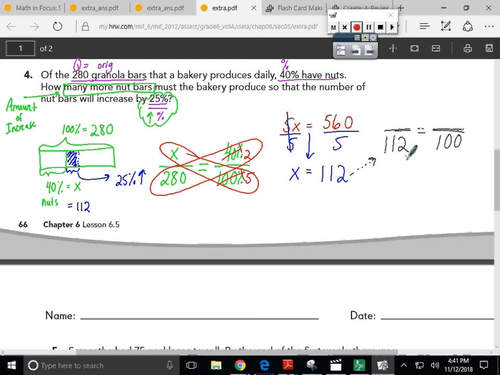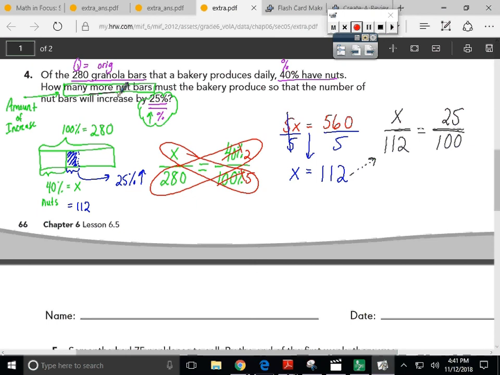Well, I'm still trying to figure out how much this increase represents, what quantity goes with it, but I'm making a 25% increase. And I might point out here that I'm not going to add that 25 to the 40, because they don't ask me how many bars altogether need to be nut bars. They ask me how many more. They're asking me just for the number that represents the change.